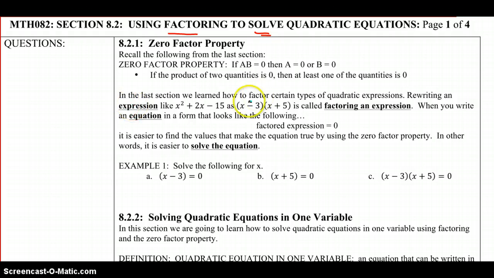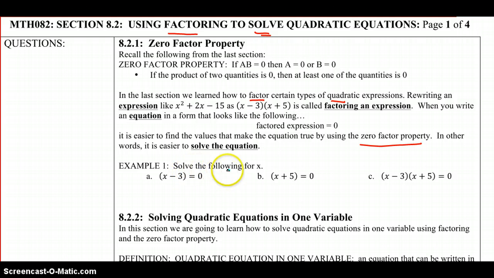In the last section we learned how to factor certain types of quadratic expressions. Rewriting an expression like x squared plus 2x minus 15 as an equivalent factored expression, the quantity x minus 3 times the quantity x plus 5, is called factoring an expression. And when you write an equation in this form, factored expression equals 0, it's going to be easier to find the values that make the equation true because we're going to use this zero factor property.